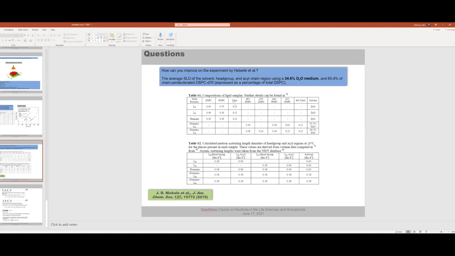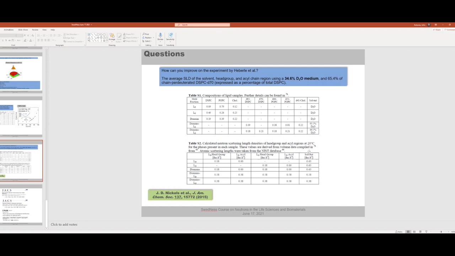So this stuff here is from that particular paper, where we ended up using about 93.5% D2O, because we had all these various components. Yes. Right, so you're absolutely correct. That was exactly the answer I was looking for.